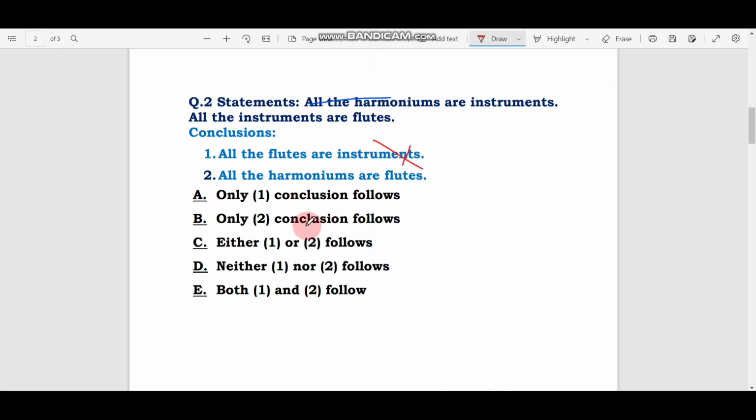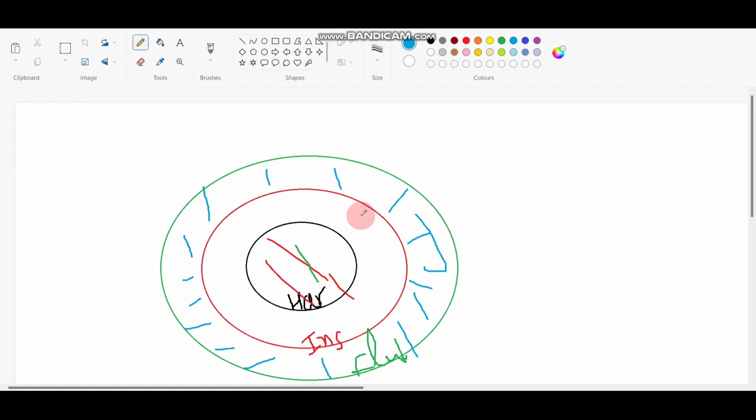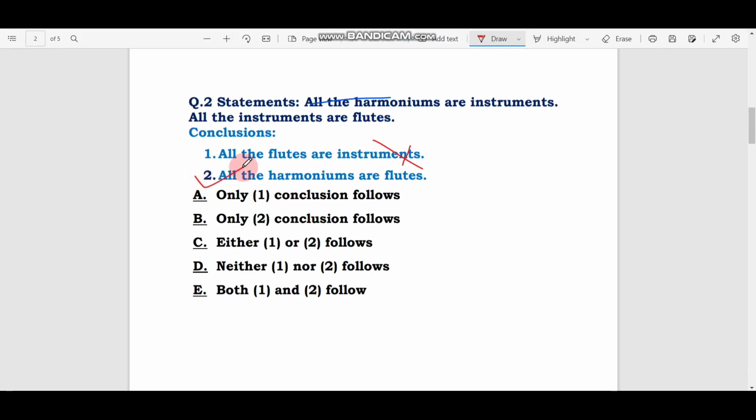Now let's move to the second conclusion: all the harmoniums are flutes. Yes, it is correct. All the portion of the harmonium is inside this bigger circle, the flute circle. So all the harmoniums are flutes. It means the second one is correct. So what is the answer? Only the second conclusion follows. So the correct answer is B, only two follows.